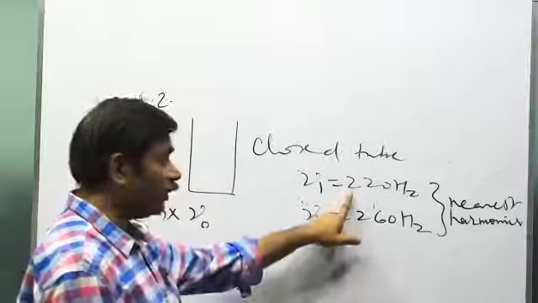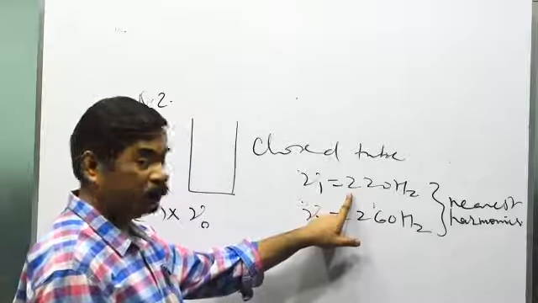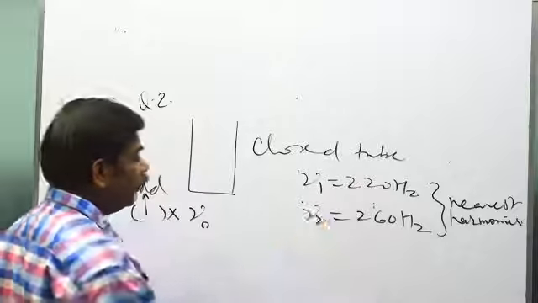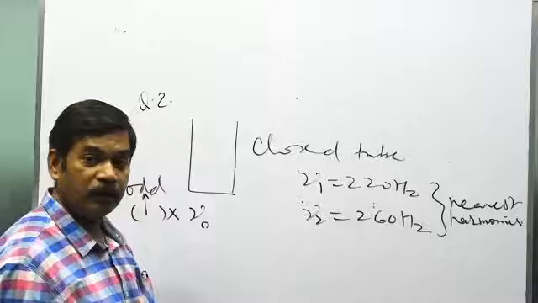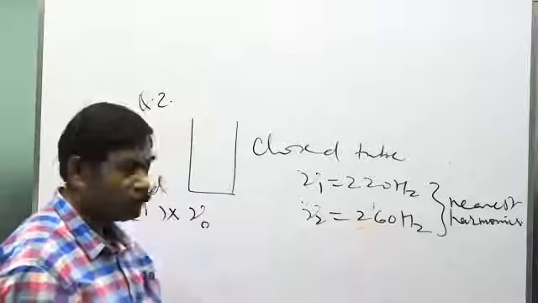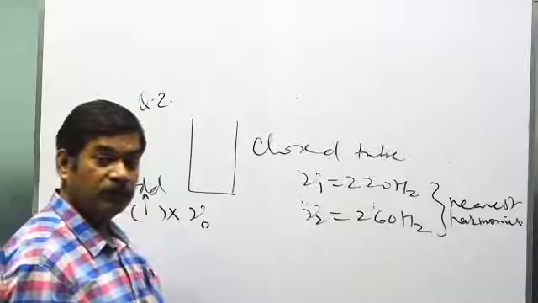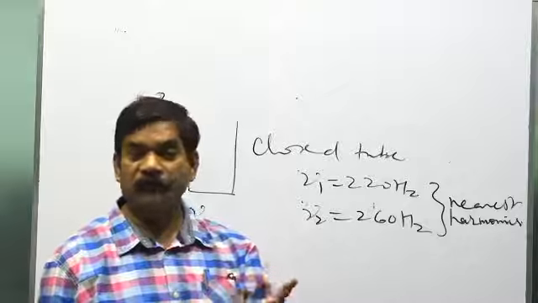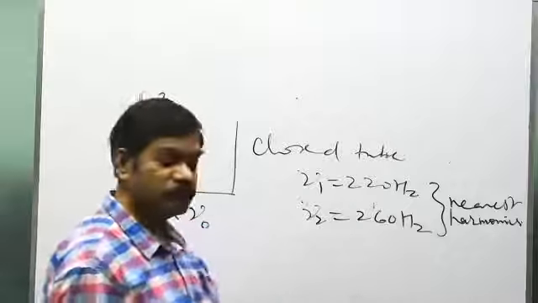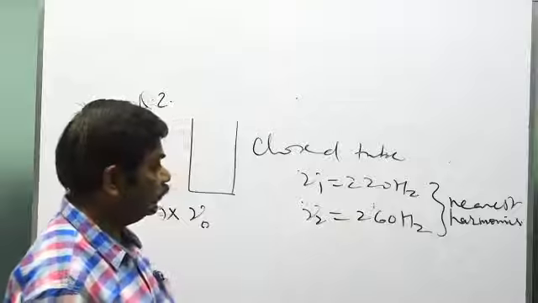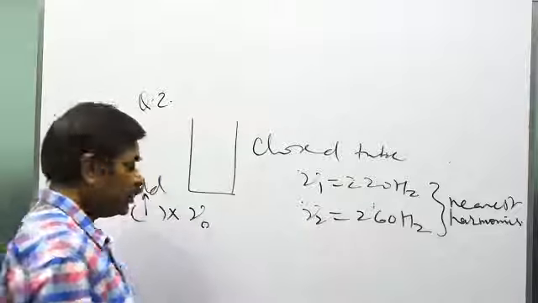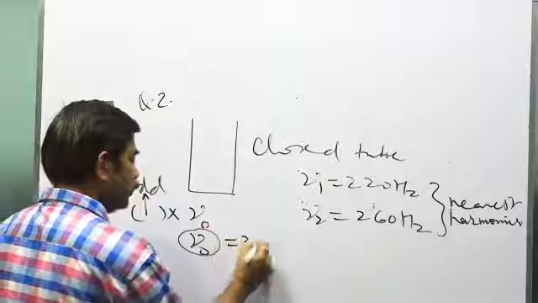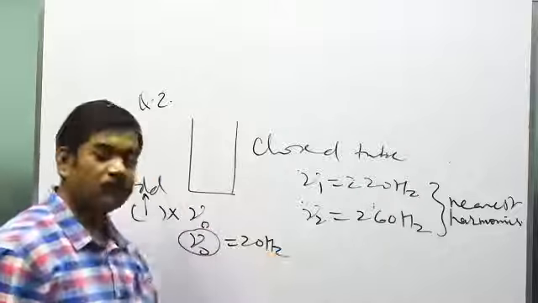Now see for the 20. If I take 20, this becomes 20 into 11, which is 220. And 20 into 13 becomes 260. And after the 11, the odd number that will come is 13 only. That means these become two closest harmonics if the fundamental frequency is 20 Hertz.